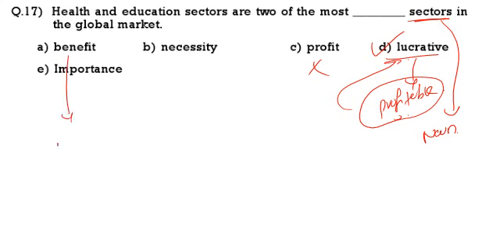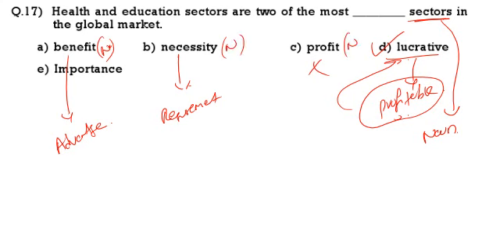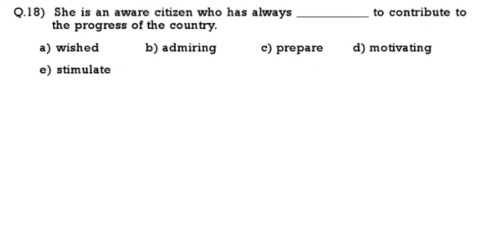Benefit is a noun. Benefit meaning advantage. Necessity is also a noun. Necessity means requirement. Profit is also a noun. But lucrative is an adjective. So we should use an adjective to modify the noun. So lucrative is the correct thing. Let us see the next one.